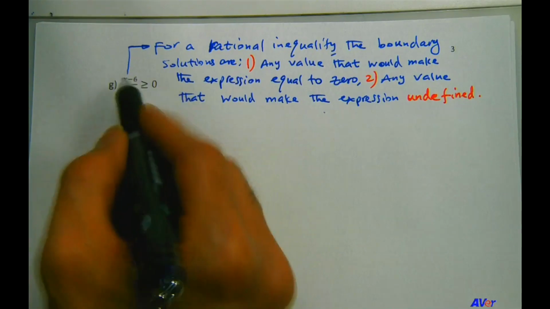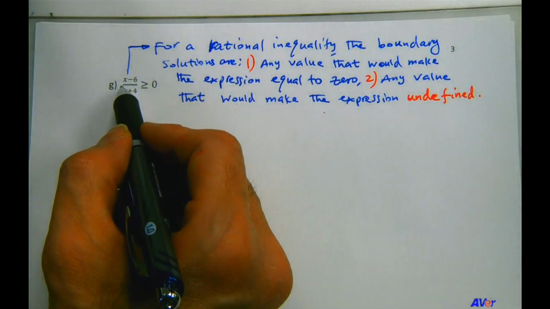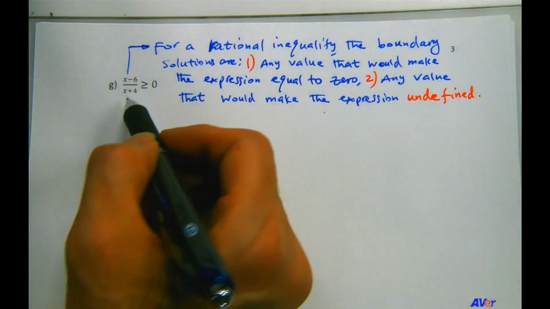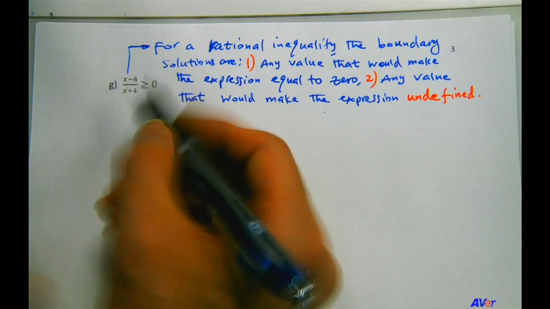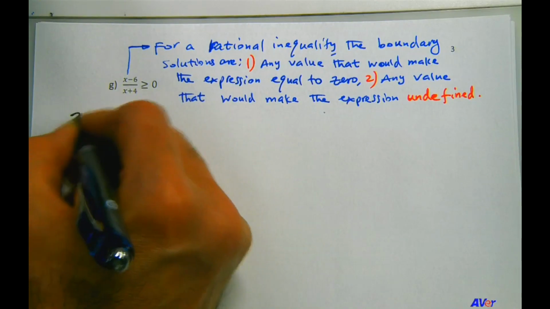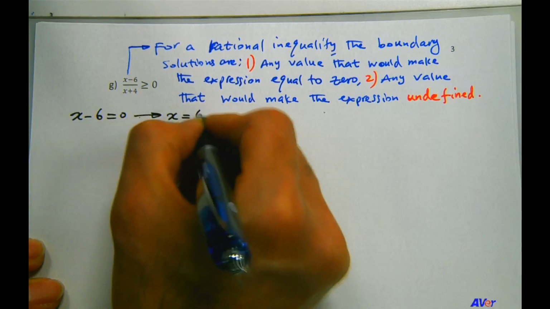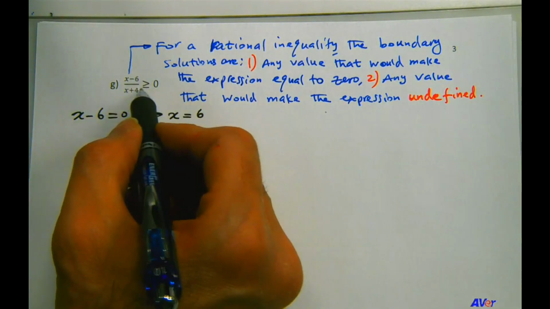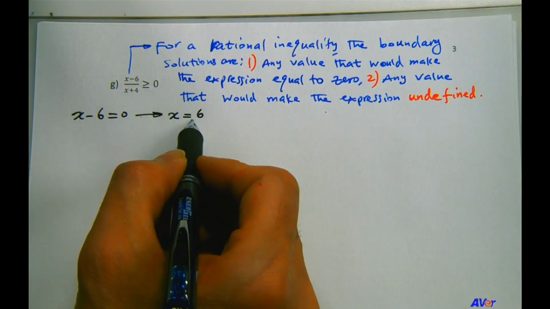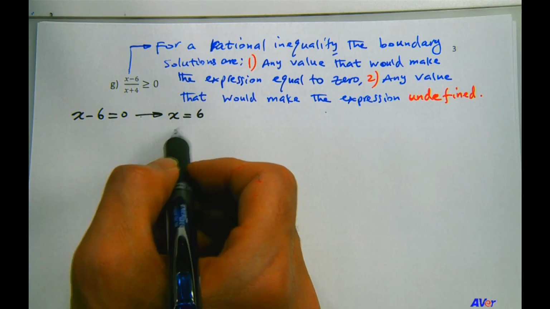Okay, so let's see what would make this expression equal to 0. Well, any value that would make the numerator equal to 0 would make this whole fraction equal to 0, because 0 divided by anything is equal to 0. So, x minus 6 equals 0, therefore x equals 6. So x equals 6 is a boundary solution. Look at this and think about whether this x equals 6, we know it's a boundary solution, but is it going to be part of the final solution?